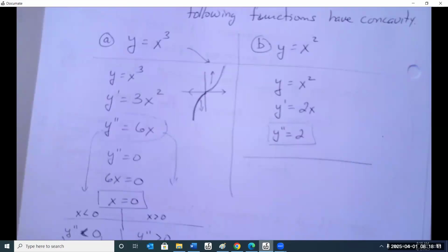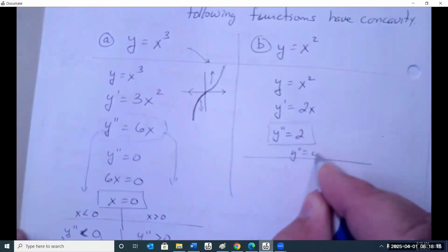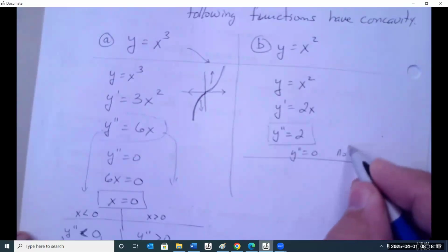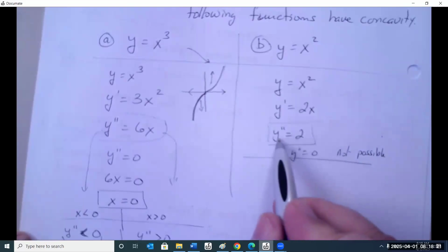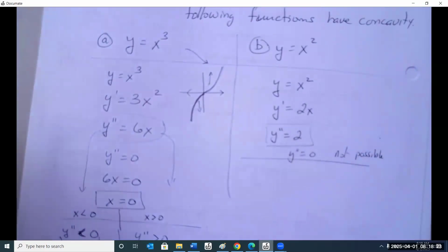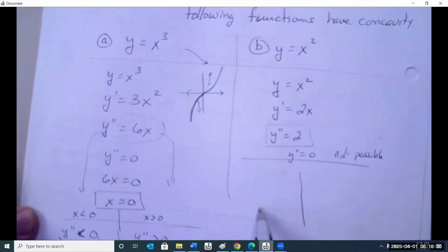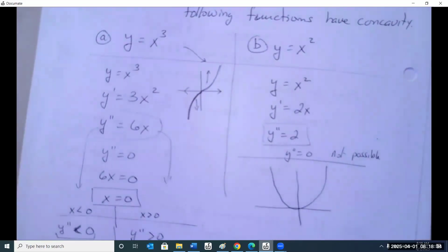Is there a place where it could equal 0? Can y double prime equal 0? Not possible. So since it's always positive, what does it tell me my graph looks like? Since it's always positive, it tells me my entire graph is concave up. That's all it tells me.